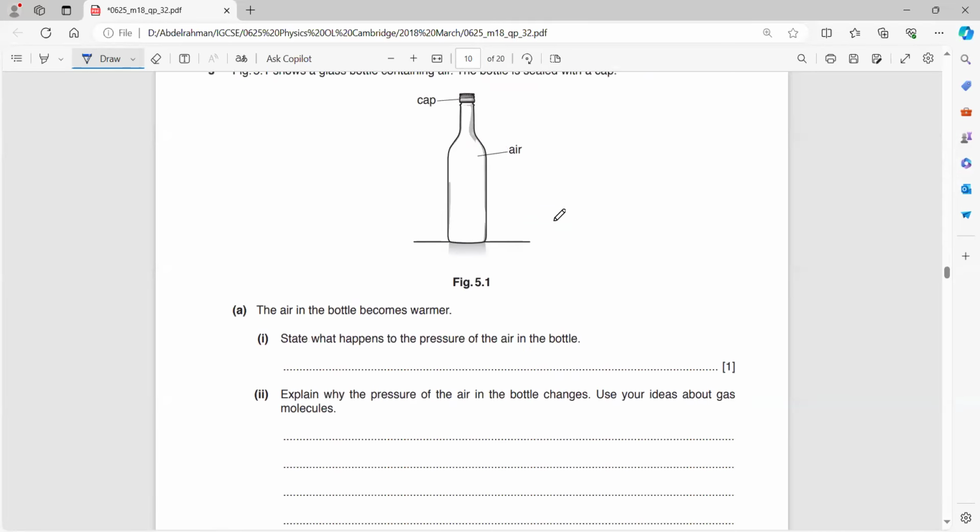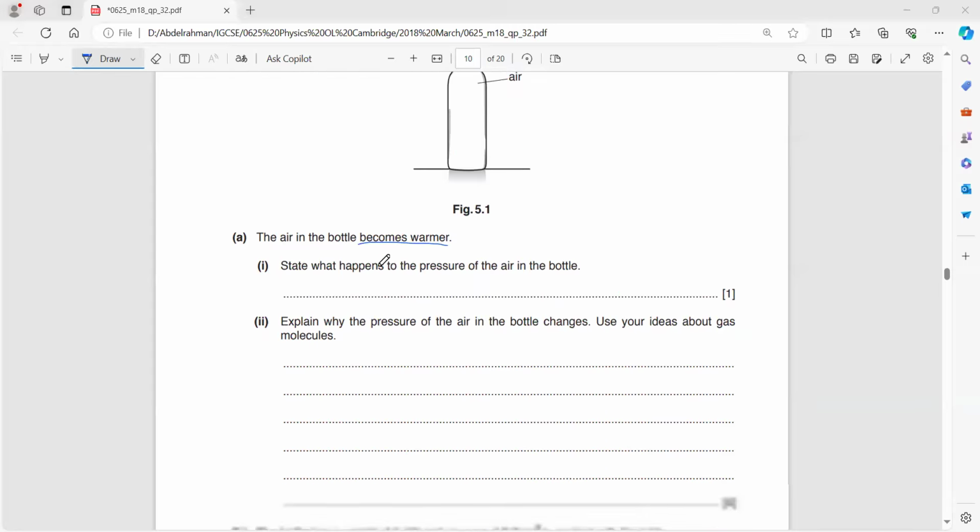I have a glass bottle. State what happens to the pressure when the air becomes warmer. Increases. The pressure increases, correct?